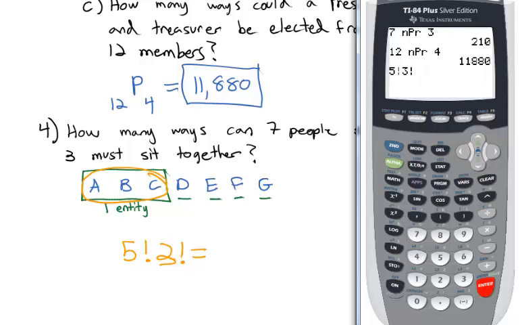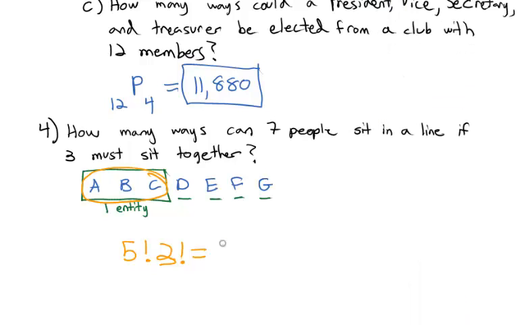5 factorial times 3 factorial is 720. There are 720 ways that these 7 people can sit in a line if 3 of them must sit together.